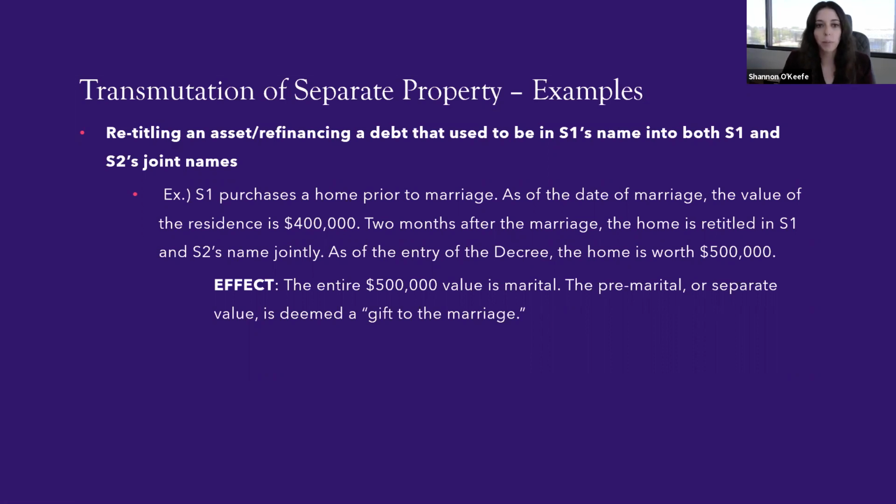So for example, S1 purchases a home prior to marriage. As of the date of marriage, the value of the residence is $400,000. Two months after the marriage, the home is retitled in S1 and S2's names jointly. As of the entry of the decree, the home is worth $500,000. The effect in this scenario is that the entire $500,000 value is going to be classified as marital. The premarital or separate value is deemed a gift to the marriage by virtue of S1 retitling the home into S1 and S2's names jointly. So we have transmutation. This formerly separate property asset has transmuted into marital property.